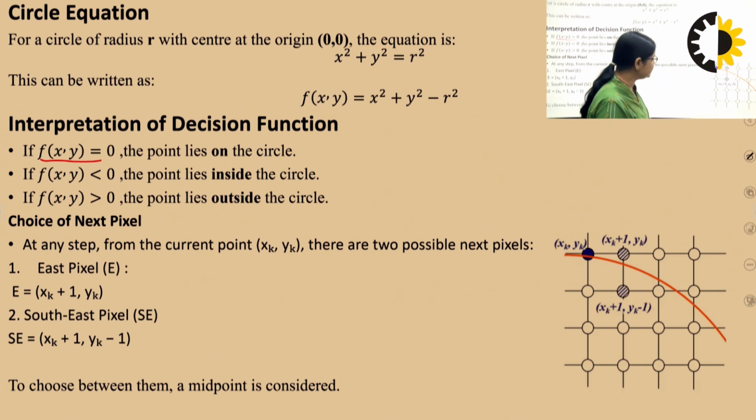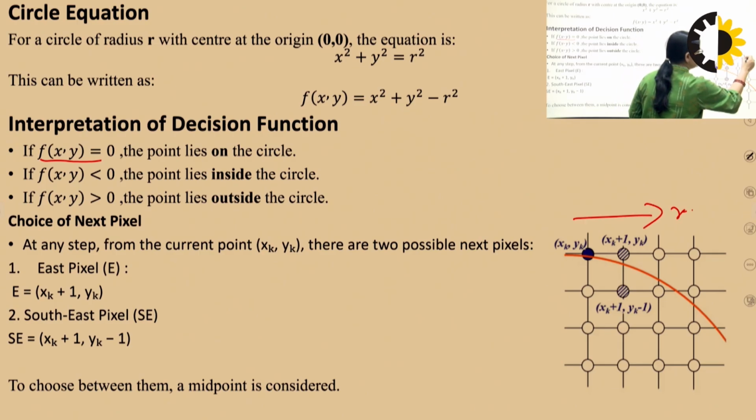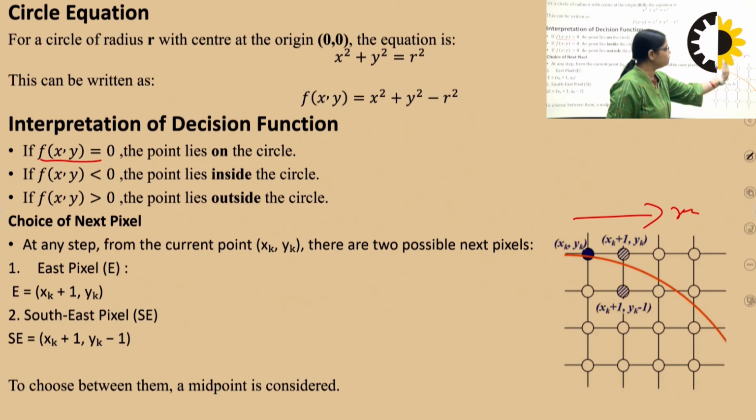So here we are assuming that we have a current point, xk comma yk. If we are moving forward in the x-axis, then xk will be xk plus 1, there will be 1 increment, and comma yk. There will be no change in the y value, because we are moving in the x direction.